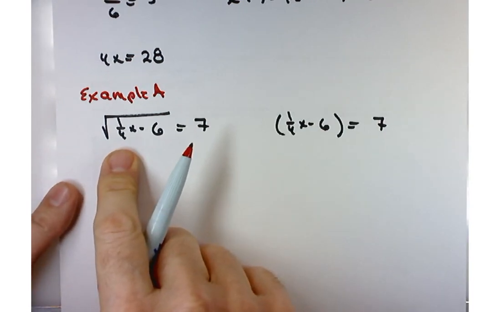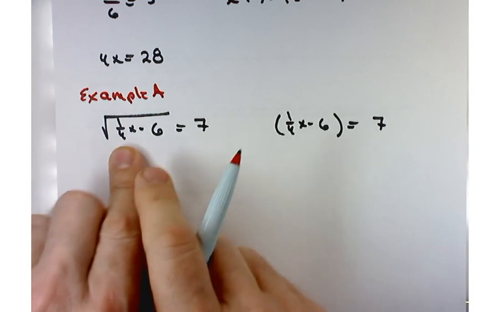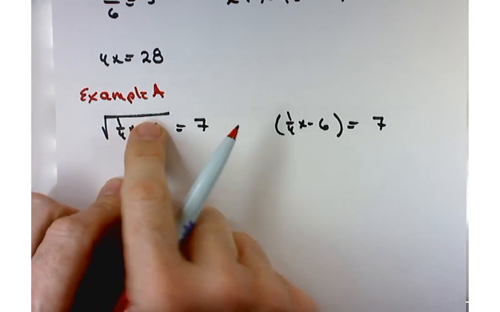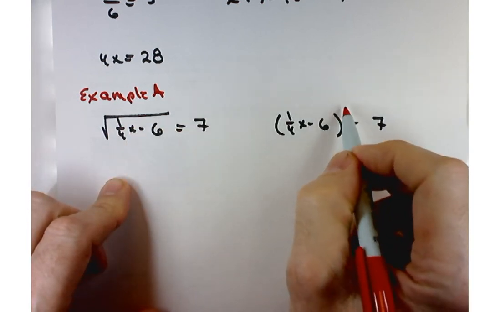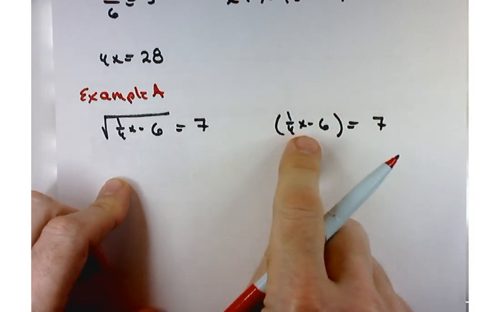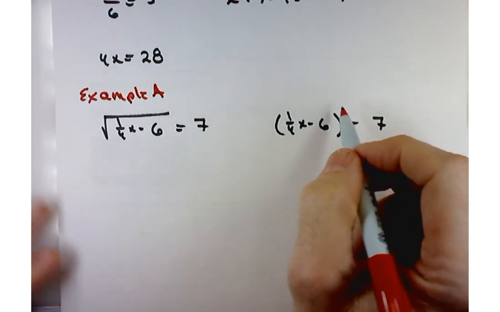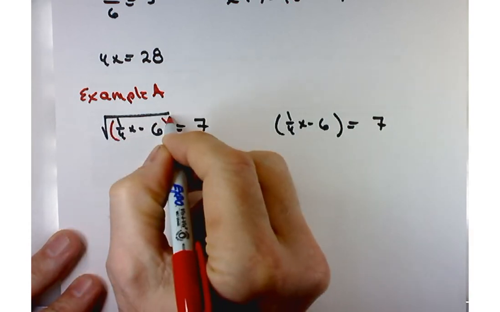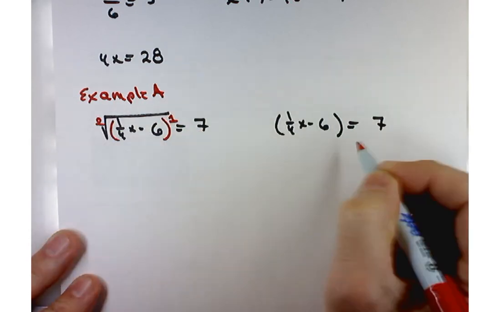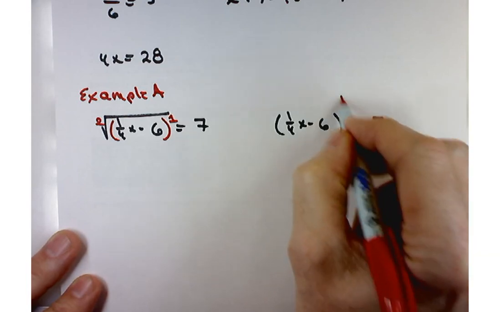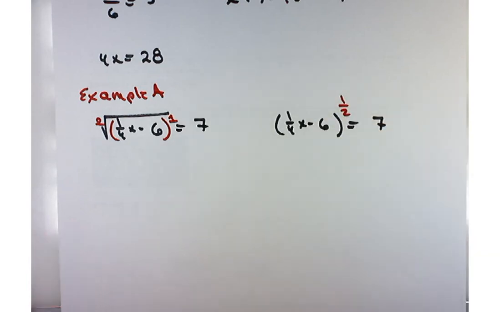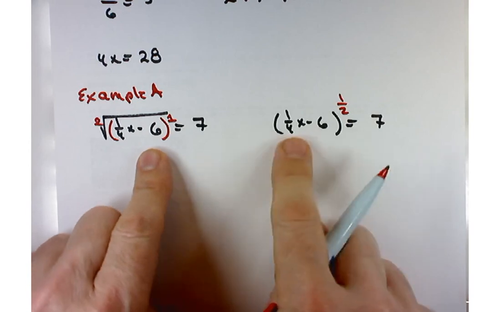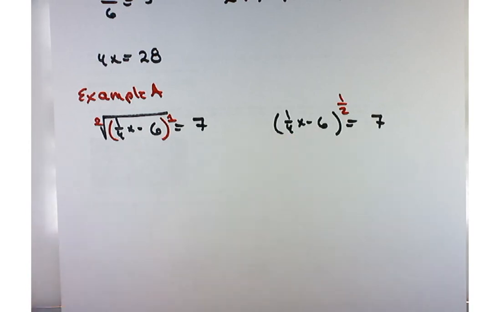Now, to make that a little bit more clear, let me remind you of stuff that we just finished up on, and that is something to the square root. I can write that as a power. So I can write this as 1/4 x minus 6 raised to a specific power. Does anyone remember what power that would be? 1/2. To the 1/2 power.